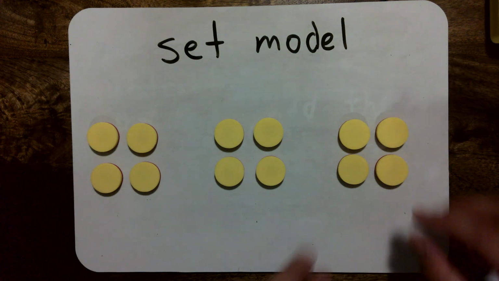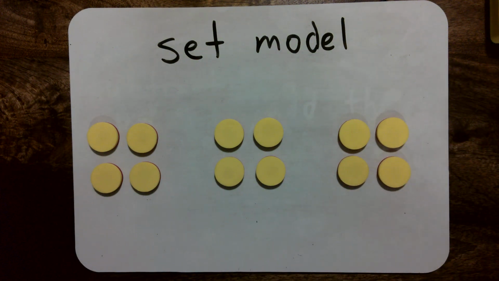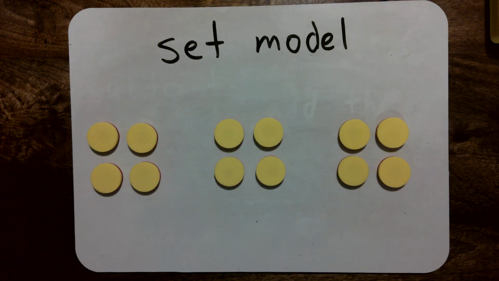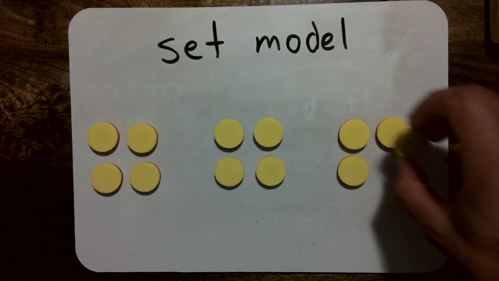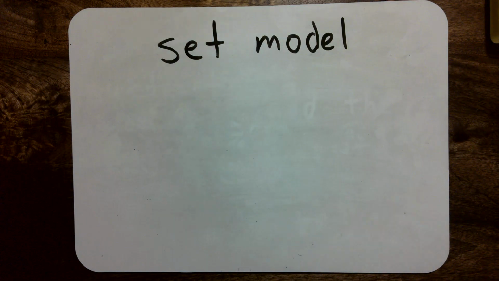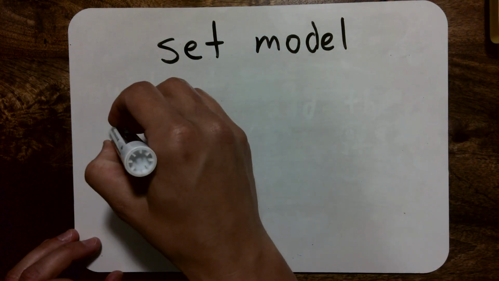This is an example of a set model for 3 times 4 equals 12. So there's 3 distinct groups that each have a size of 4, and there's a total of 12 counters. And so that's a concrete set model. A representational set model would be something similar.